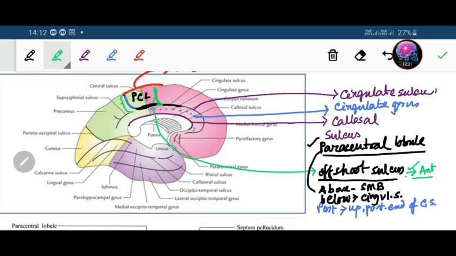This paracentral lobule is the highest center of micturition and defecation. This paracentral lobule is divided by the downturned upper end of the central sulcus. I told you that central sulcus extends slightly into the medial surface. So this downturned upper end of the central sulcus that extends into the medial surface divides the paracentral lobule into an anterior and posterior area.